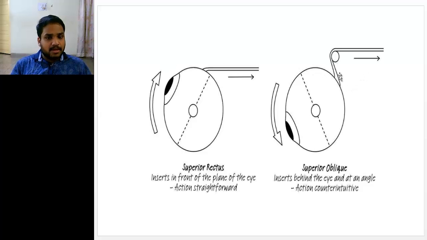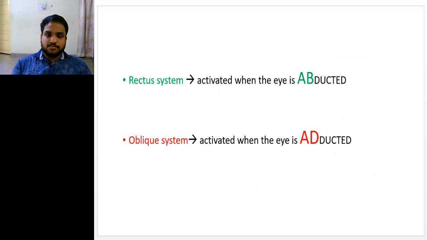While the superior oblique is inserted behind the eye, and that too at an angle, right? So the action is counterintuitive. When the superior oblique contracts, it actually pulls the eyeball downward, and it helps to look downward, right? So the superior oblique helps to look downward and the inferior oblique helps to look upward. So this is really important. Now you remember that, keep this in mind.